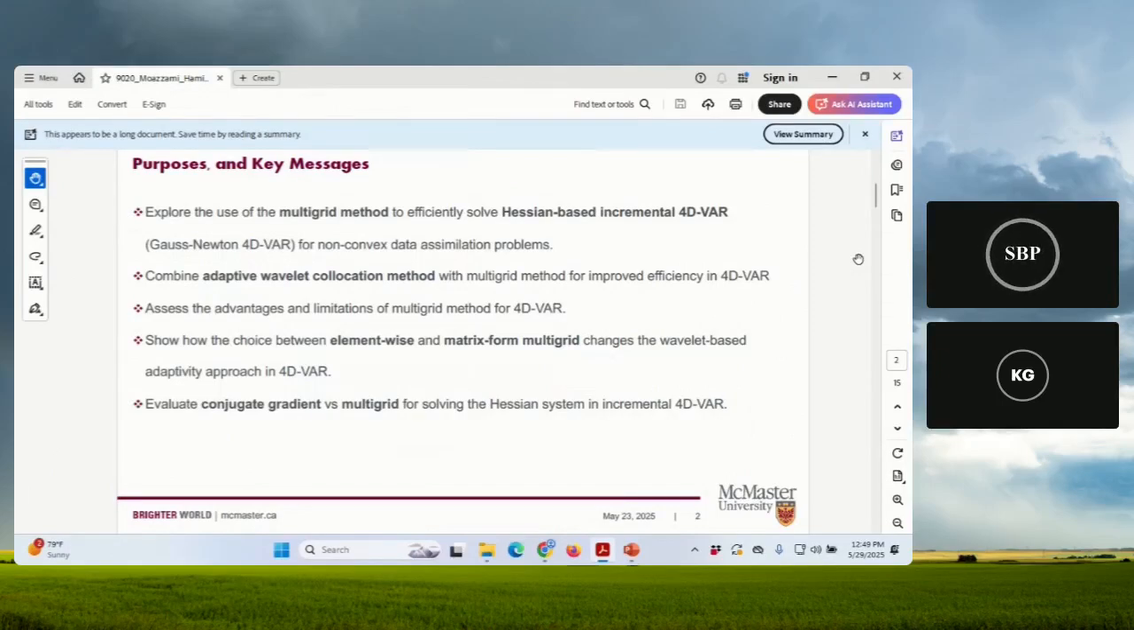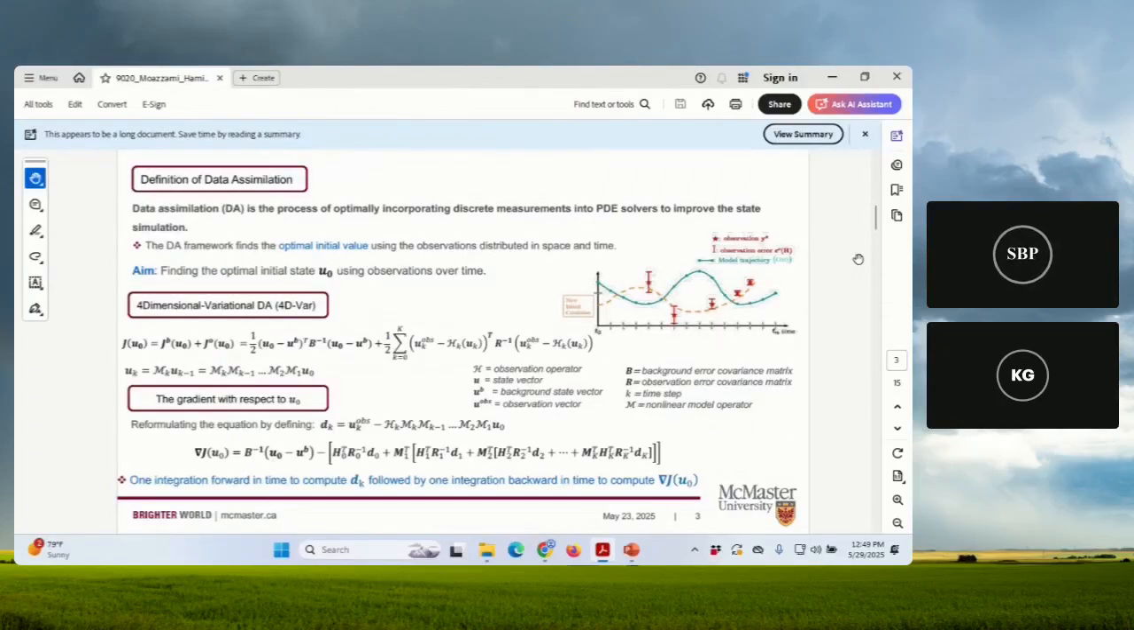Four-dimensional variational data assimilation has been extensively used in climate, ocean, and atmospheric numerical predictions, and we have focused on that in this study. We make it efficient with multigrid, combined with adaptive wavelet collocation methods, and we check the limitations and advantages of using this technique, and also we compare it with conjugate gradient.